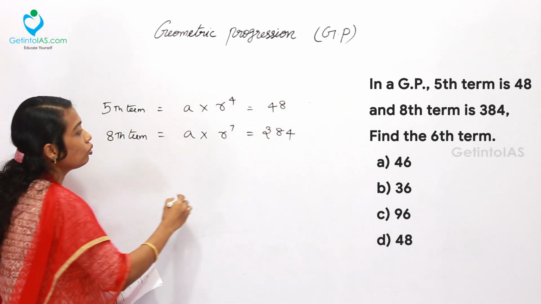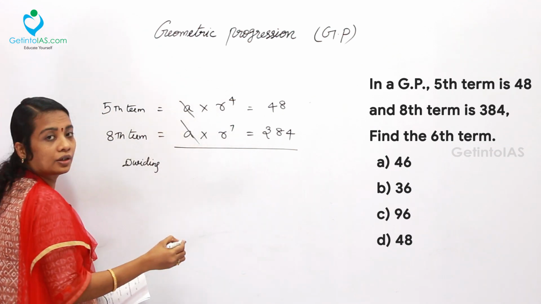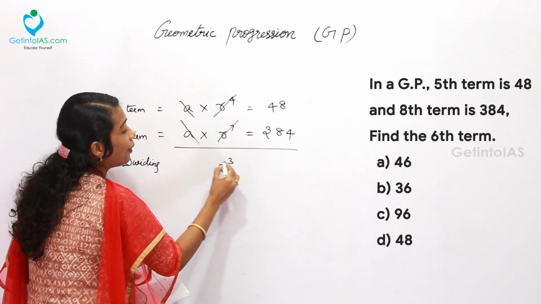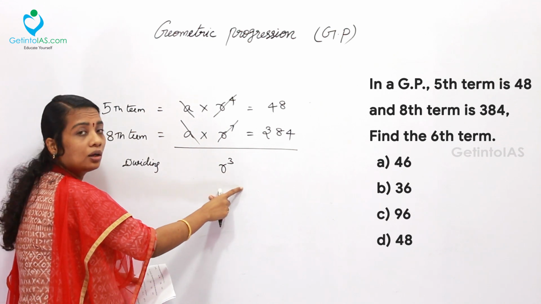Simply you can divide both equations. So here dividing, a got divided. So here r power 7 divided by r power 4, the power will get reduced. That is r power 7 minus 4, which is r power 3.